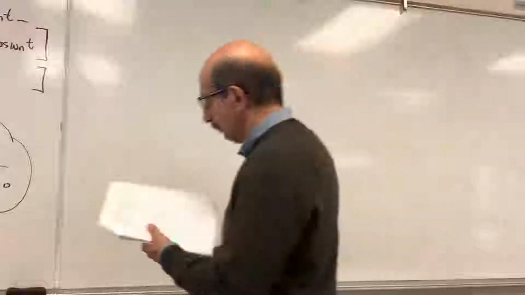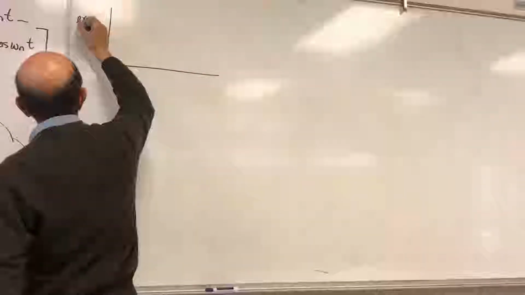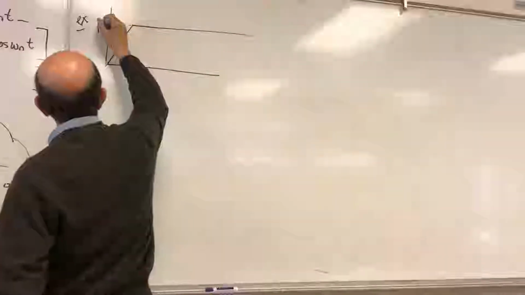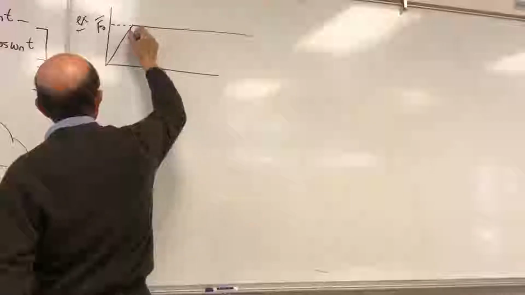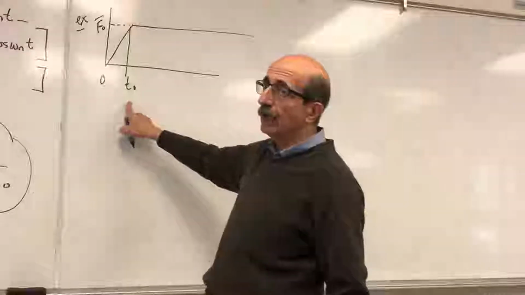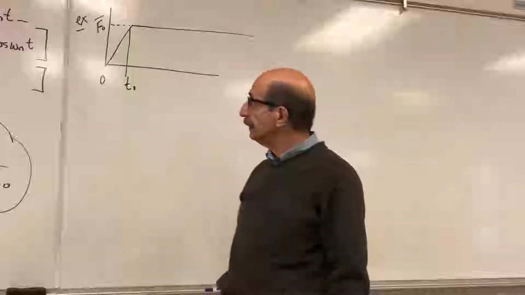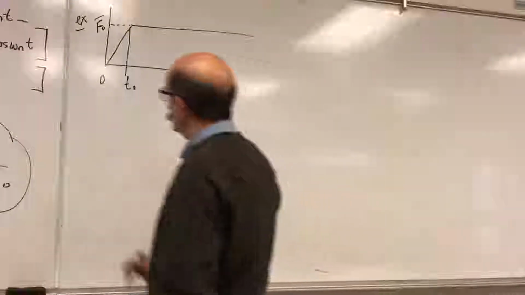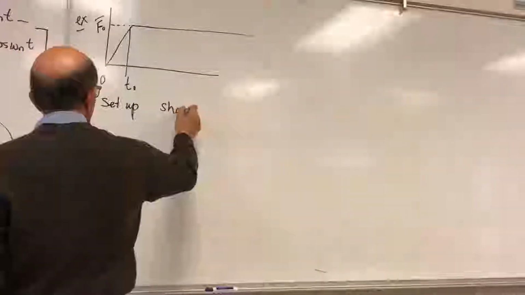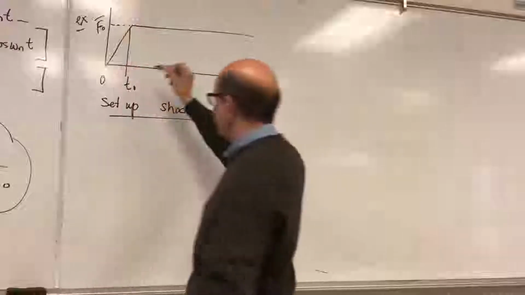So let's do this problem. Let's say we have a loading function that looks like this. One of those given in that table. So you have a load that between time 0 to some time is a ramp load, then from that point on, it stays constant. And what you want to do is set up the shock spectrum for a single degree of freedom system subjected to this load.